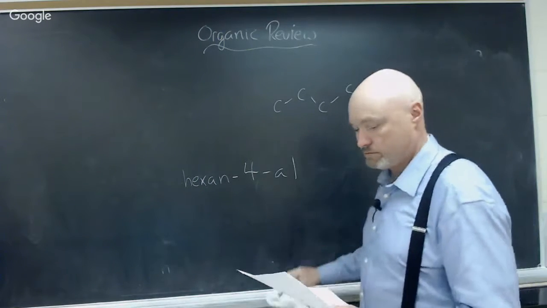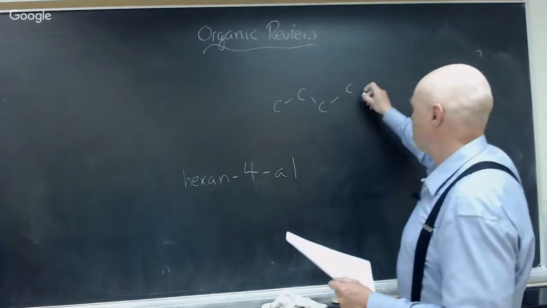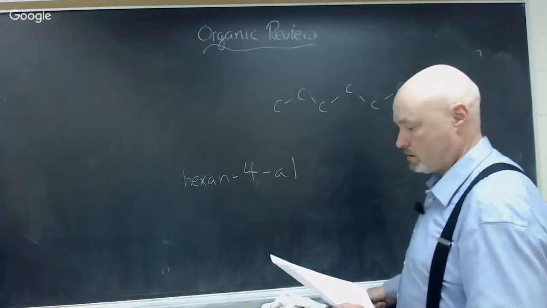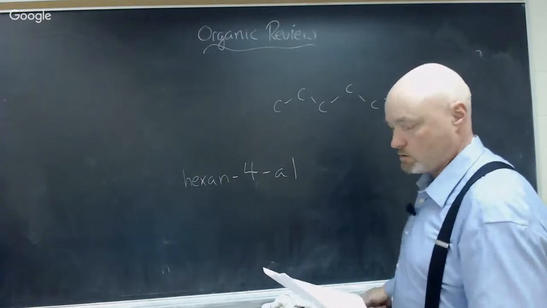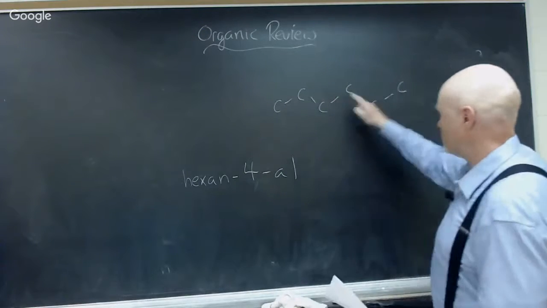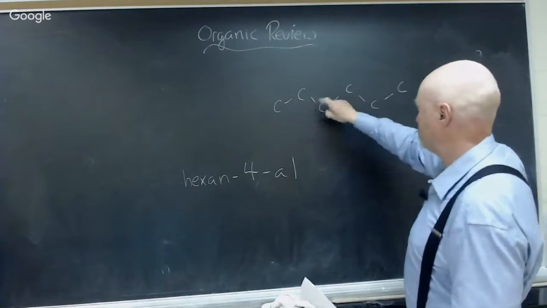How would hexen-4-ol look like? So would it be the 6 carbons and... Oh, wait a minute, Zane. I just figured out why this is wrong. Why? So yeah, it'd be 6. 1, 2, 3, 4.